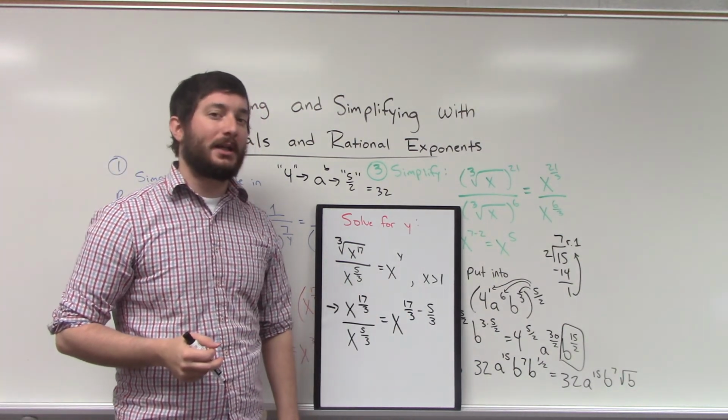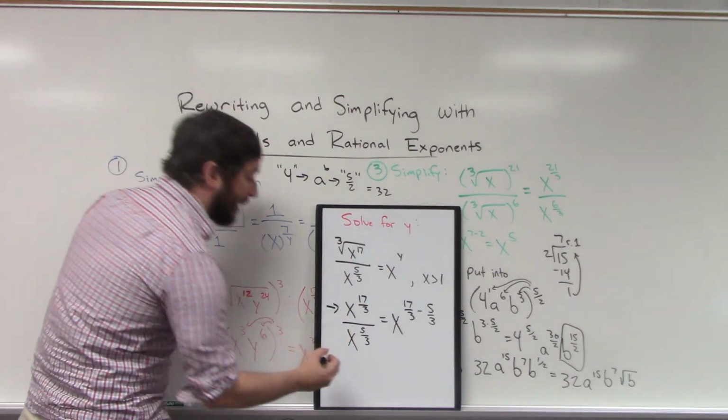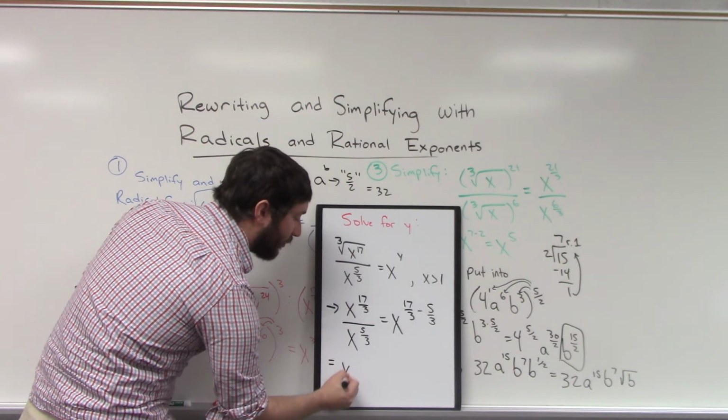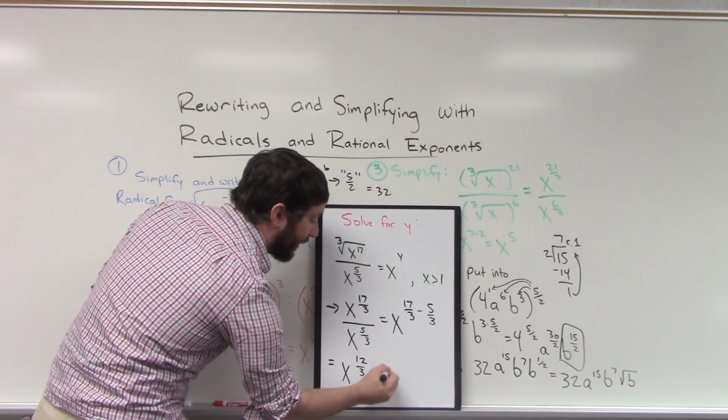Remember, we're not doing 3 minus 3. We never subtract our denominators. Okay, we can't divide by 0. We don't want 3 minus 3. What we end up getting there is 17 minus 5 is 12. And that divided by 3 is 4.